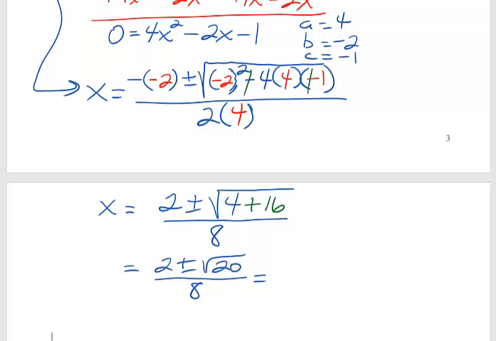One that catches my eye is the square root, because I know that there's a perfect square that goes into 20, namely 4. So when I break that down, that gives me 2 plus or minus, let's see, square root of 4 is 2. The 5 stays left behind, and I've still got the 8 on the bottom. Remember, that fraction bar is long. It goes with the entire thing.